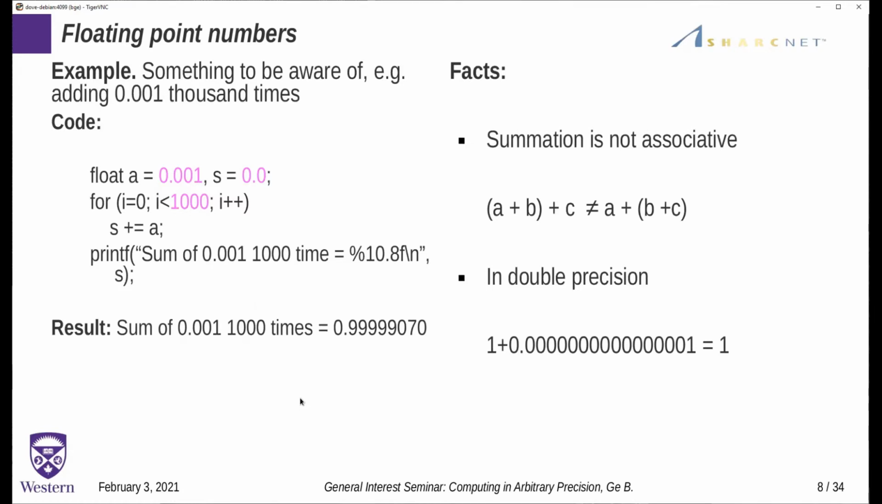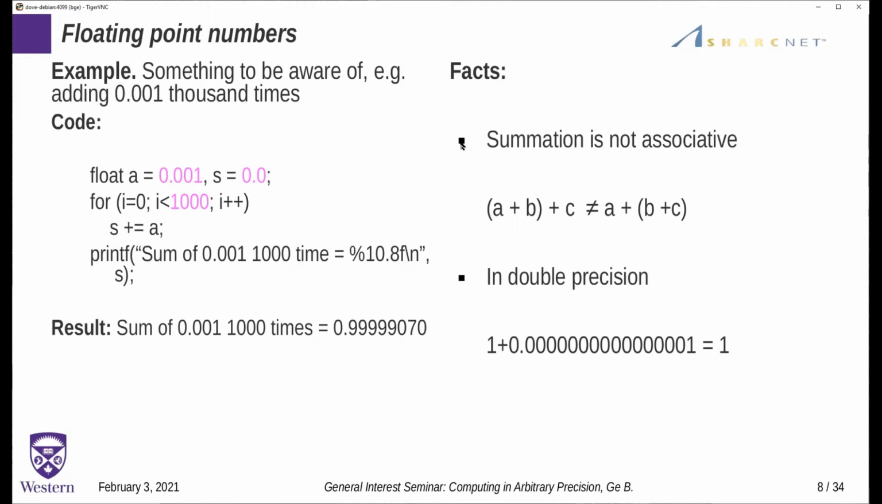Some observations and facts. If you set a small number, 0.001, and you add it 1,000 times, if A is in single precision, you will see the answer is not 1, but instead 0.9999, because of the round-off. And this can be fixed by using double precision, because you will have more reliable digits after the decimal point.